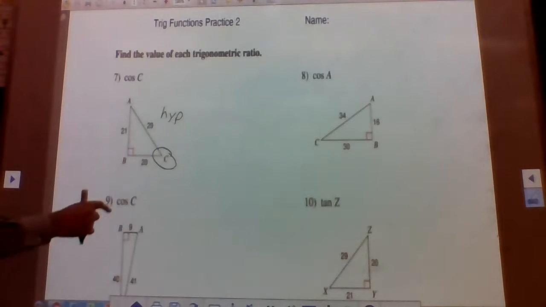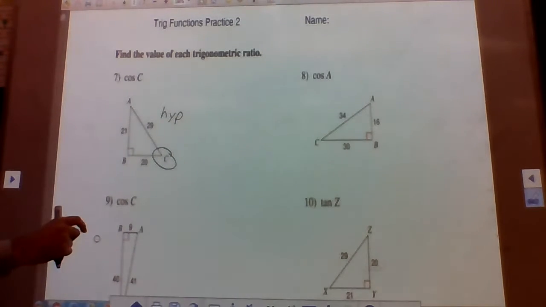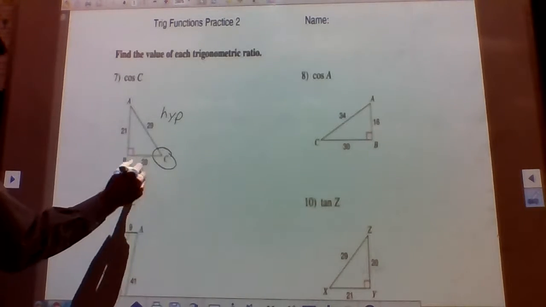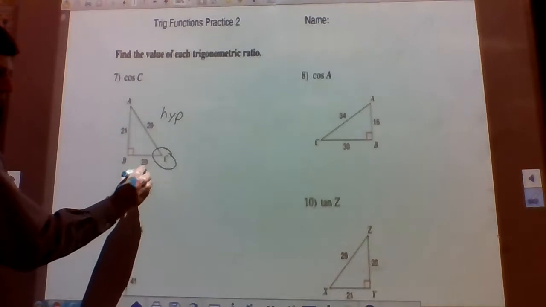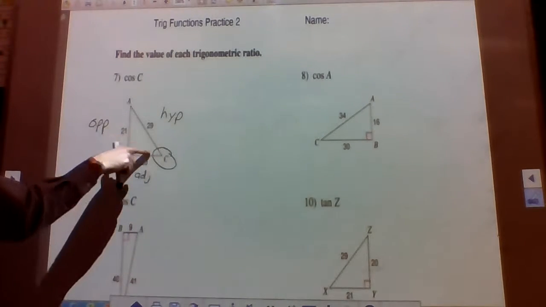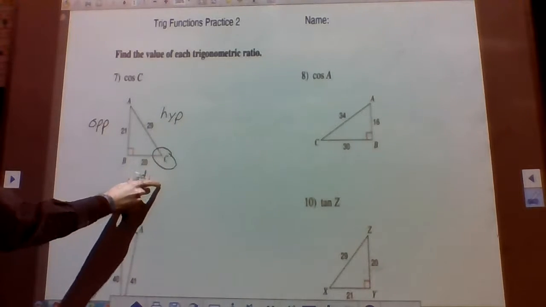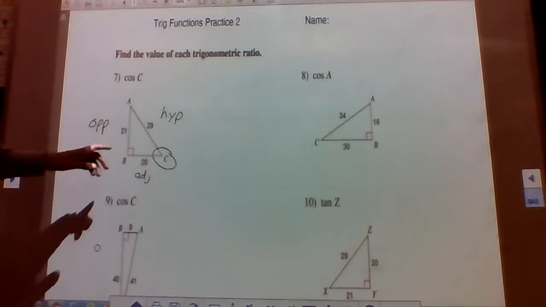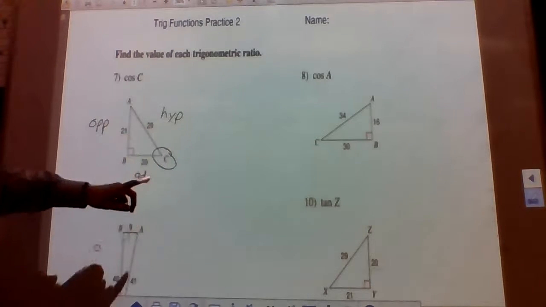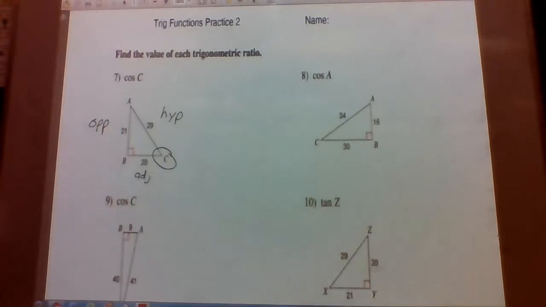And then our two legs, AB and BC, we're going to put adjacent or opposite. So adjacent means next to. Okay, and then opposite, across from. So if it's across from angle C, it's the opposite leg. If it's adjacent to angle C, it's the adjacent leg. Okay, so we have hypotenuse. 29 is hypotenuse, 20 is the adjacent side, and 21 is the opposite side relative to angle C.